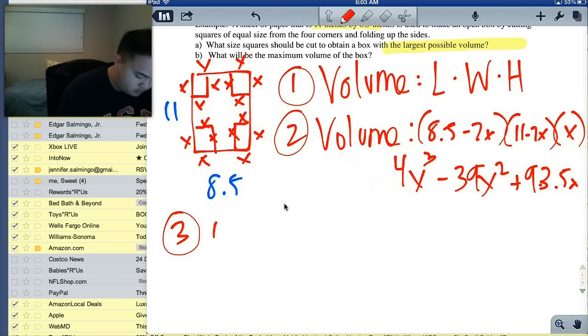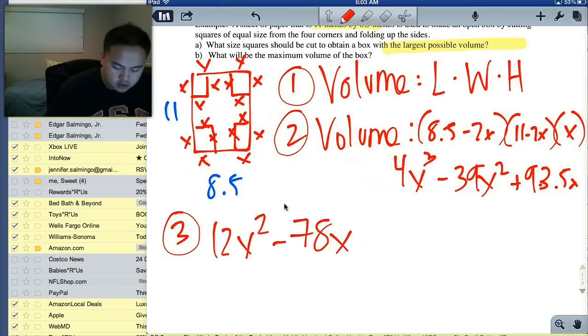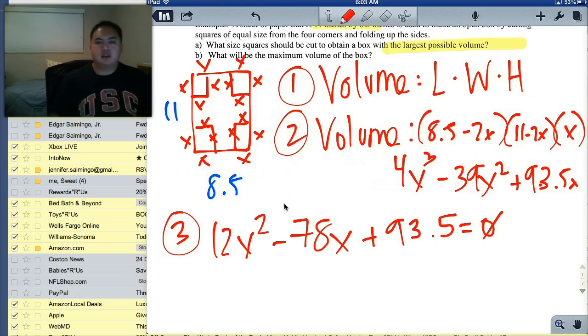The derivative of 4x to the third is 12x squared. Minus 39x squared is 78x. And plus 93.5x, the derivative of that is just plus 93.5. And I set it equal to 0. Now, you have to solve this. It's a quadratic, and it's not very easily factorable. What I recommend is that you use a quadratic formula app, where you can go on Google and type in a quadratic equation and it gives you what x can be.